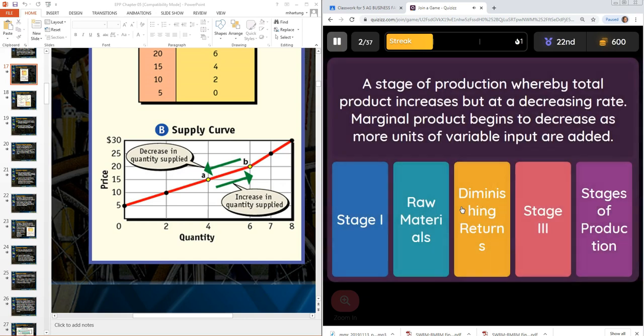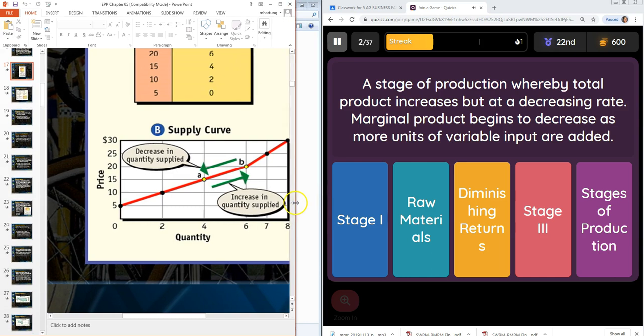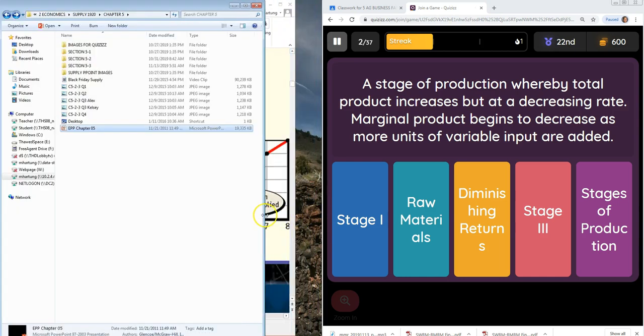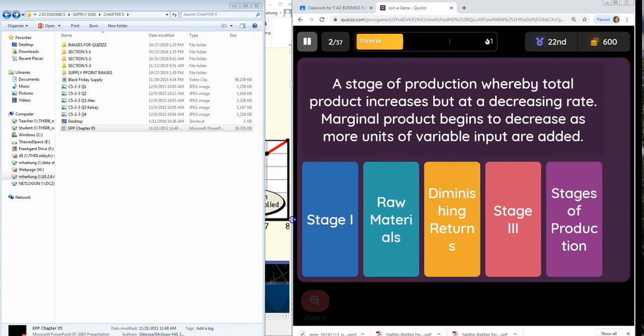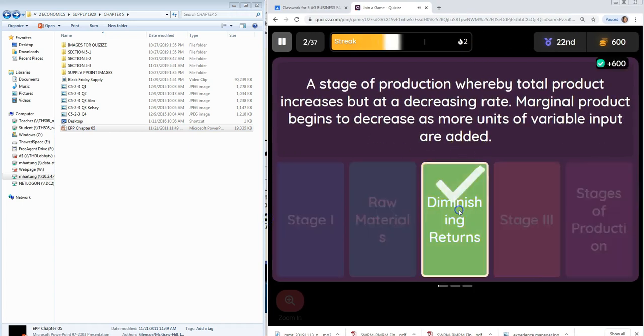A stage of production whereby total product increases, but at a decreasing rate. Marginal product begins to decrease as more units of variable input are added. It's definitely not stage 1 because everything continues to increase. Marginal product increases. Stage 3, marginal product becomes negative. This is clearly the wrong answer. Raw materials, no. So we start to run into diminishing returns. So we're still increasing with total product, but at a decreasing rate. So the best answer there is diminishing returns.